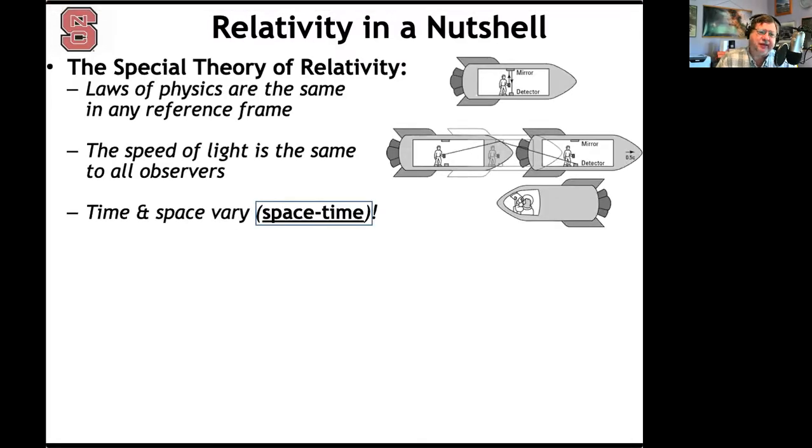So relativity in a nutshell: the special theory of relativity says the laws of physics are the same in any reference frame, the speed of light is the same for all observers, and time and space vary. And we call that space-time, okay? So three dimensions for space and one dimension for time.